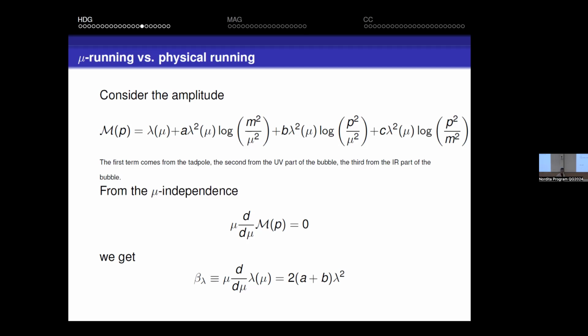Now, in typical textbook cases, the only thing that you see is this middle term. You have log of p square over mu square. But in theories where you have a mass, like John was saying, there can be further terms, like this log of m square over mu square or log of p square over m squared. So in particular, in these calculations, this first term comes from the tadpole, and the other two come from the bubble. And this one is related to the high energy part of the bubble, and this one is related to the infrared part contribution to the bubble.